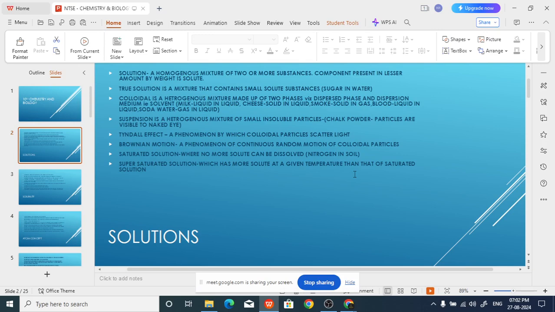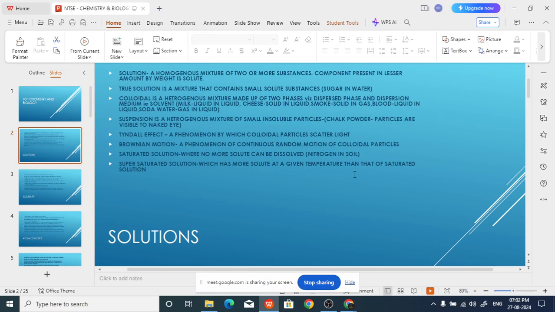Solution is a mixture of 2 or more substances. The component present in lesser amount by weight is called solute, generally. A true solution is a mixture that contains small solute substances, for example, sugar in water or salt in water. All these things are called true solution because the solute quantity is very less normally, and then the solvent quantity will be more.